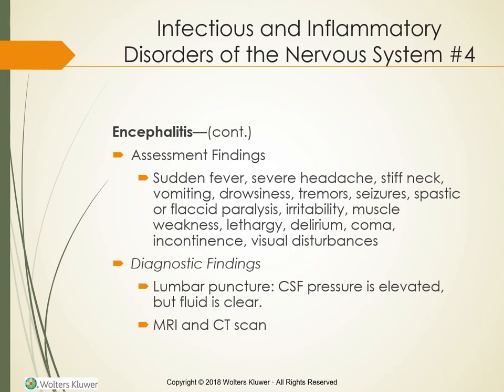A lumbar puncture is performed. CSF pressure is elevated, but the fluid is clear. In some types of encephalitis, such as West Nile virus infection, blood or CSF shows a rise in immunoglobulin M, IgM, antibodies. Electroencephalography, EEG, reveals slow waveforms. The physician may order other diagnostic tests, such as MRI or CT scan, to rule out other etiologies of the symptoms.